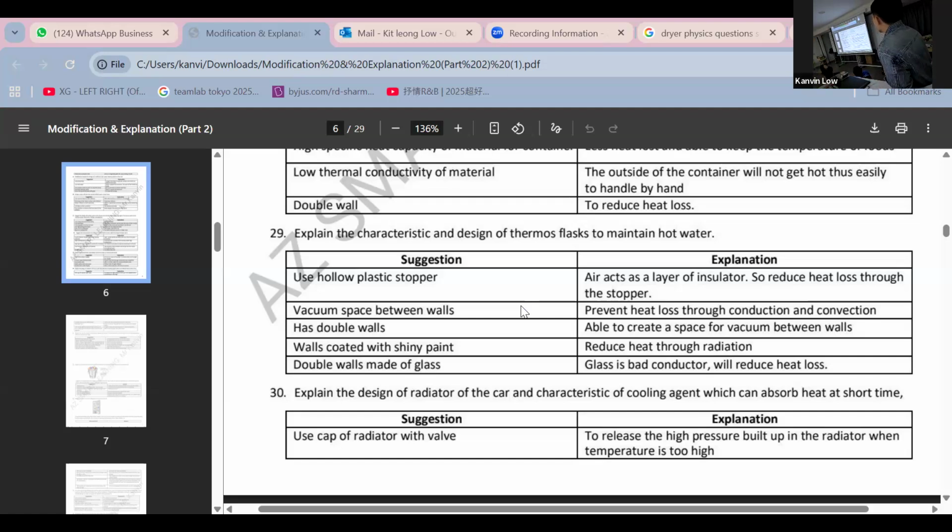Yes, correct. But they are similar, which is correct. I believe you have to mention about conduction and also convection as well. Yeah, because of the shiny paint. So as I mentioned, white shirts and also black shirts will be able to release heat faster. But shiny and also bright surfaces, they cannot release so fast.